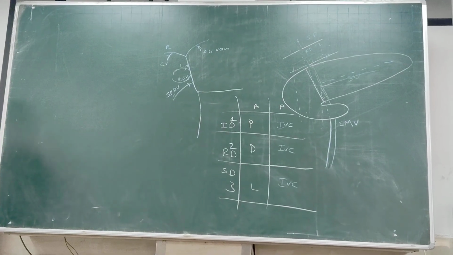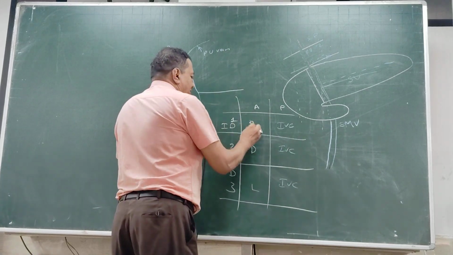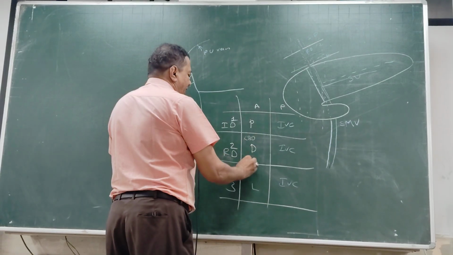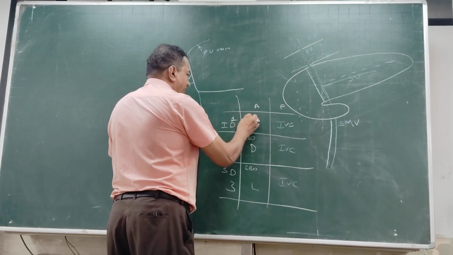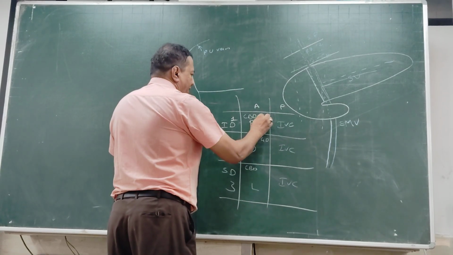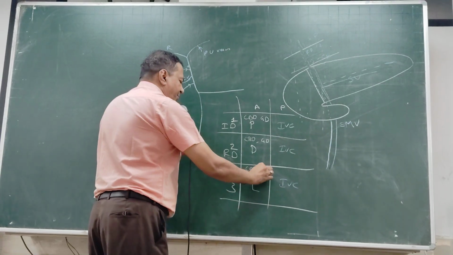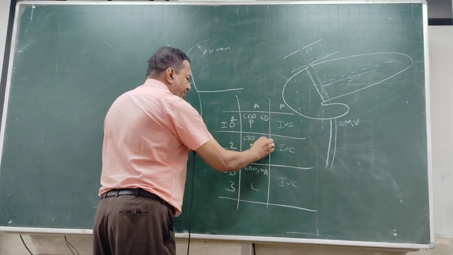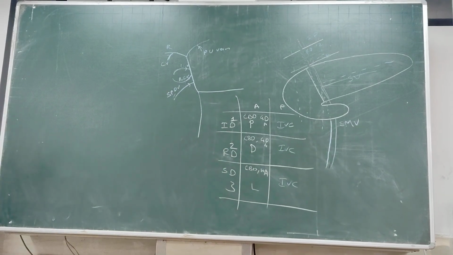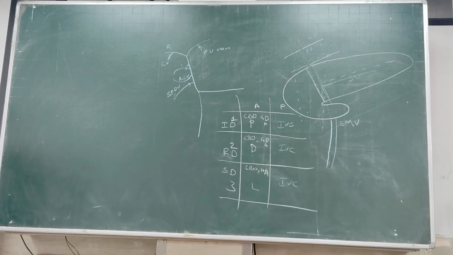But these are not the main relations anteriorly. Anteriorly, the main relation is common bile duct. Alright, common bile duct, and gastroduodenal artery. In upper part there may be hepatic artery. Is it clear? Upper part there may be hepatic artery. Clear till here? Okay.